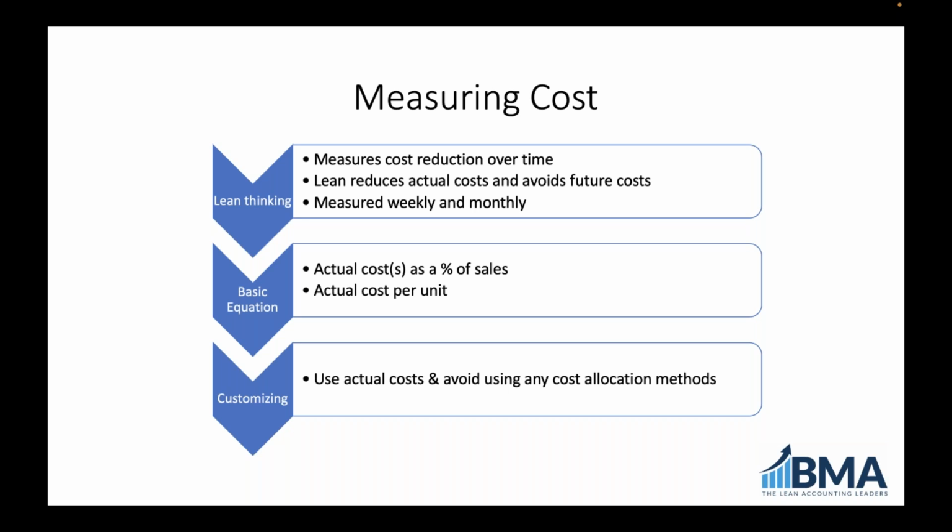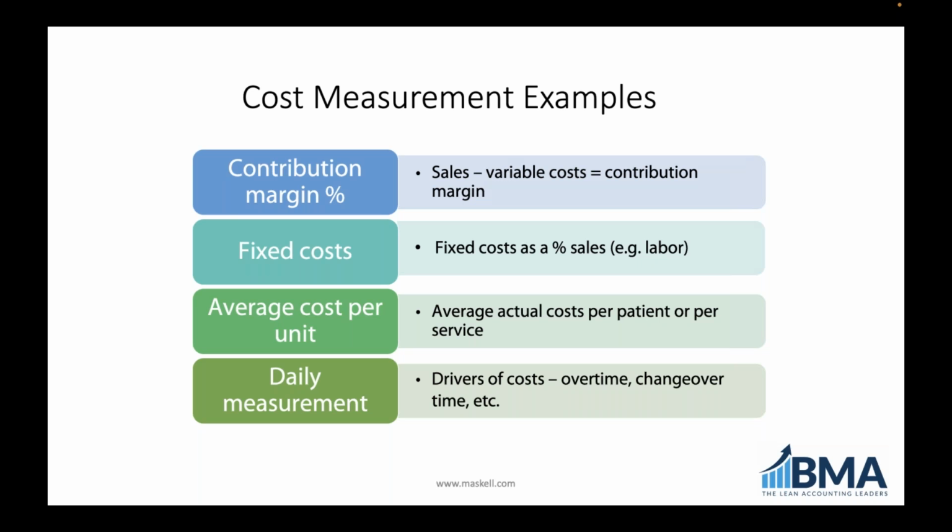Basic equations, you could use actual costs as a percentage of sales. That's effective for things like labor. You can also use actual cost per unit or per service provided. The tip, use actual costs. Avoid using any cost allocations, okay? So here's some examples.